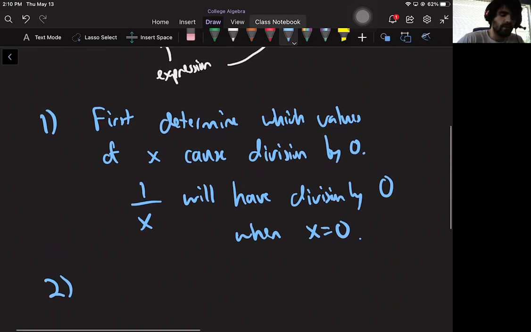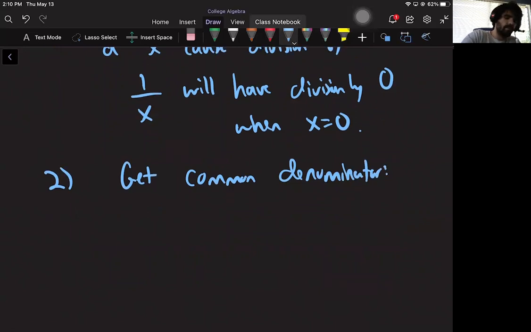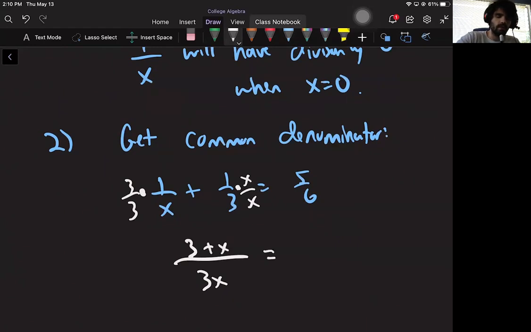All right, so now on to actually solving it. So what we need to do is we just need to get a common denominator. So we did this sort of last time. So we have 1 over x plus 1 over 3 equals 5 over 6. So I really just need to get a common denominator on the 1 over x and the 1 over 3. So I will multiply the 1 over x times 3 over 3 and the 1 over 3 times x over x so that they both have 3x on the bottom. And then I can combine them and I get 3 plus x over 3x equals 5 over 6.